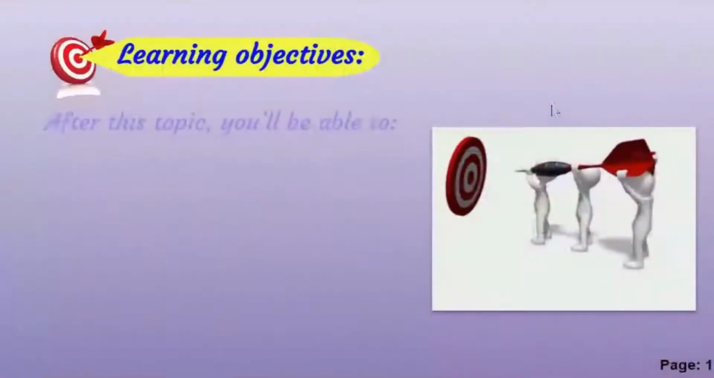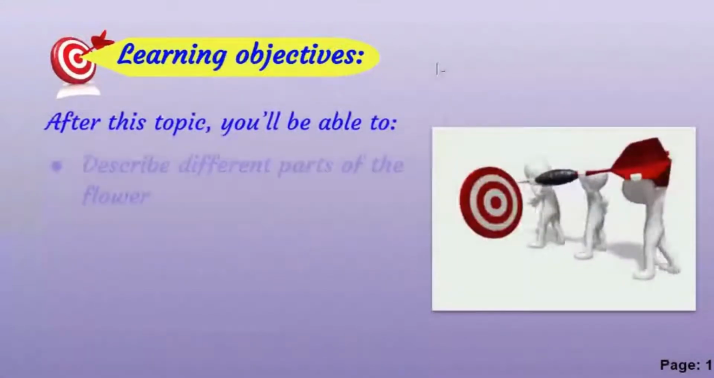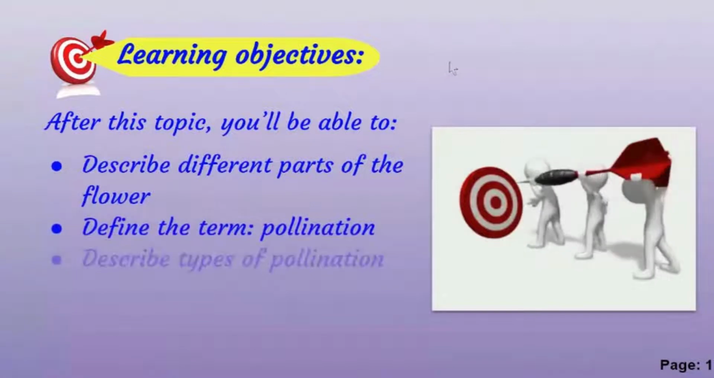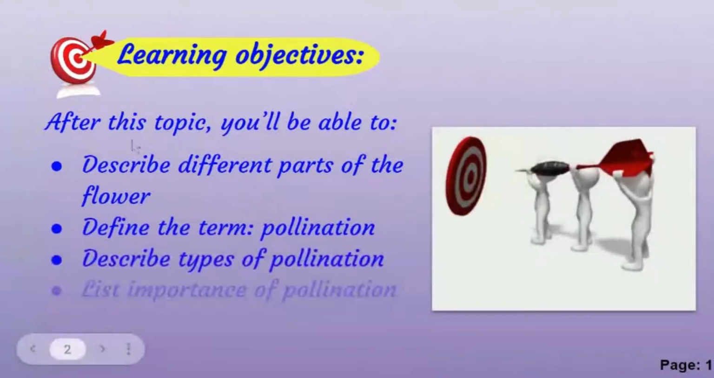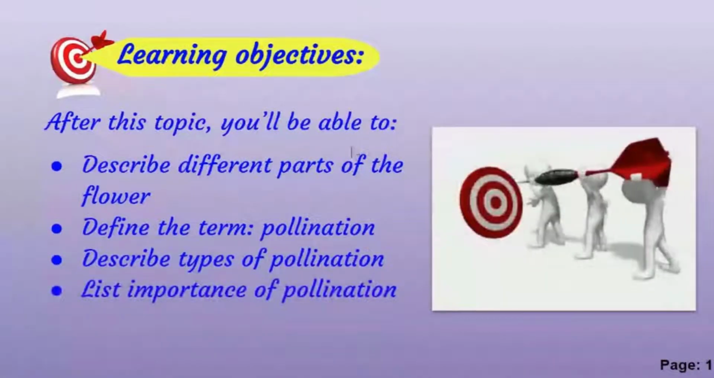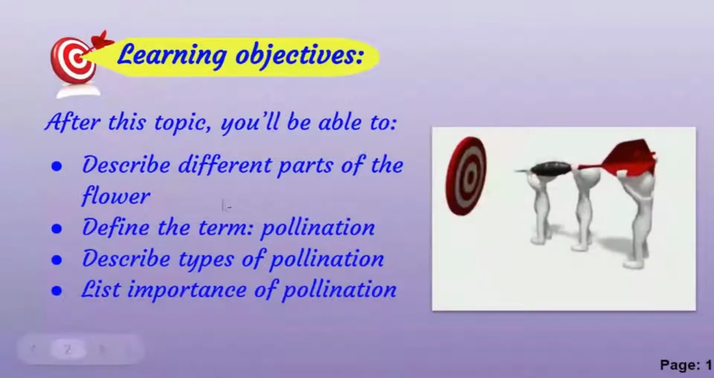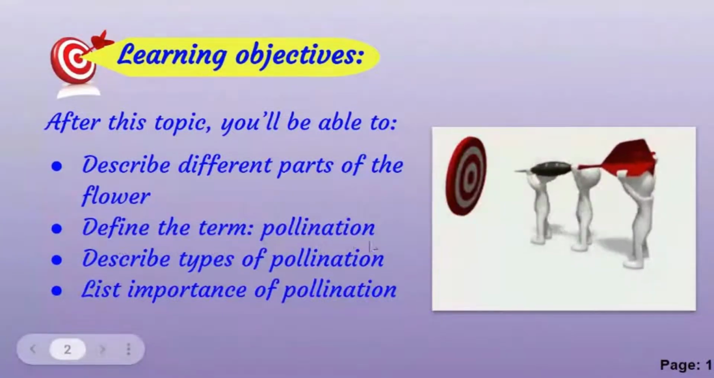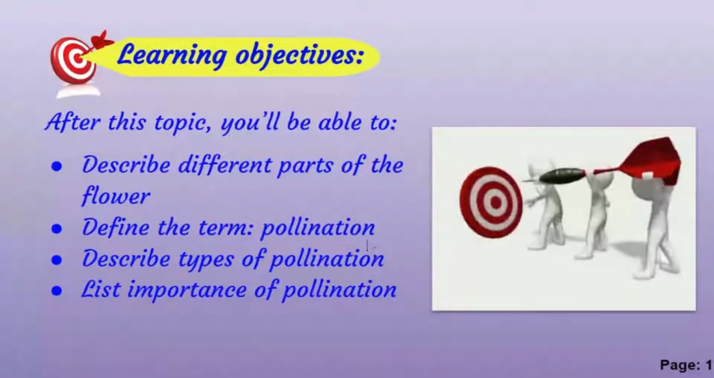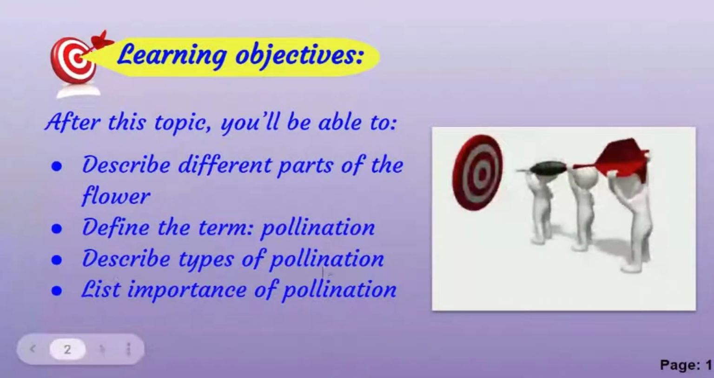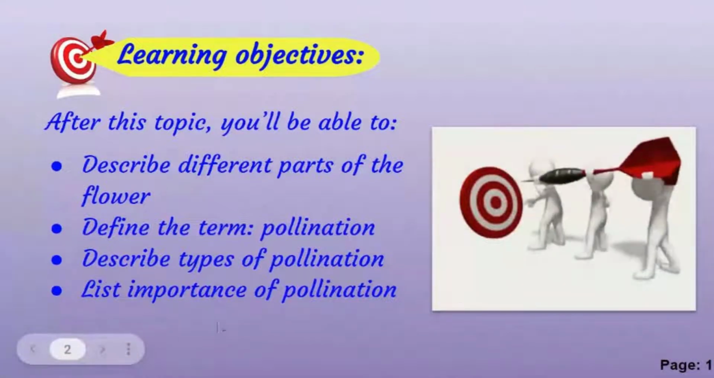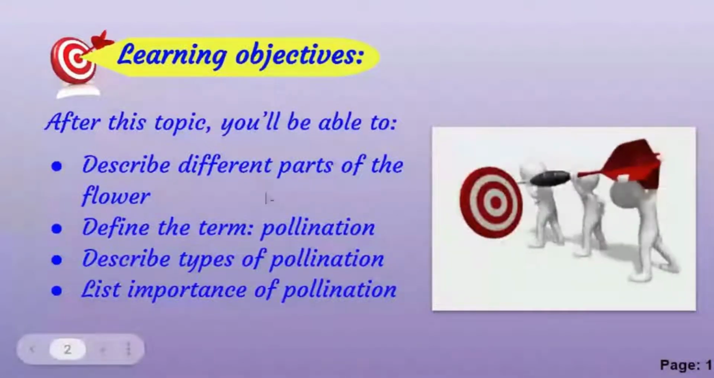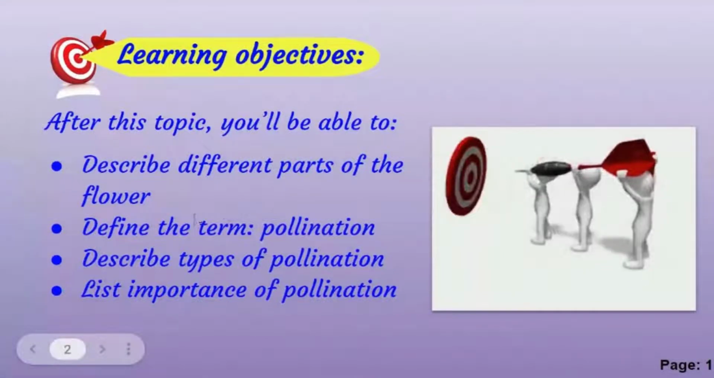Okay, so let's learn about the objectives. Learning objectives: after this topic, you'll be able to describe different parts of the flowers, define the term pollination, what is pollination, describe types of pollination, and list the importance of pollination. These are the learning objectives for our presentation.